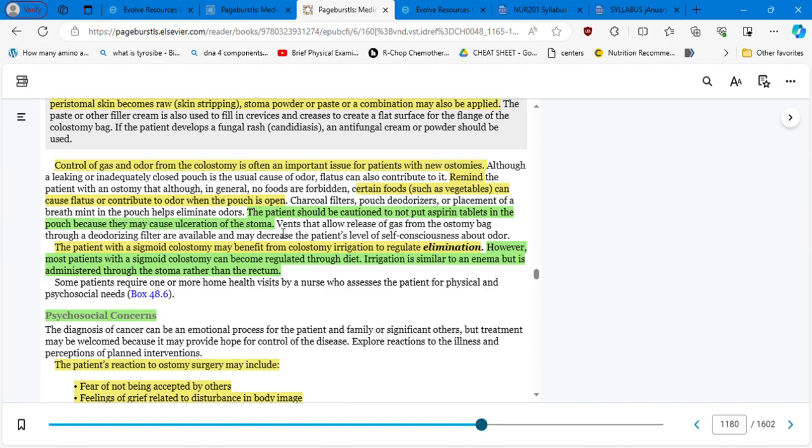Okay, believe it or not, this happens. Some patients put aspirin there. The patient with a sigmoid colostomy may benefit from colostomy irrigation to regulate elimination. However, most patients with a sigmoid colostomy can become regulated through diet. Irrigation is similar to an enema, but is administered through the stoma rather than the rectum.